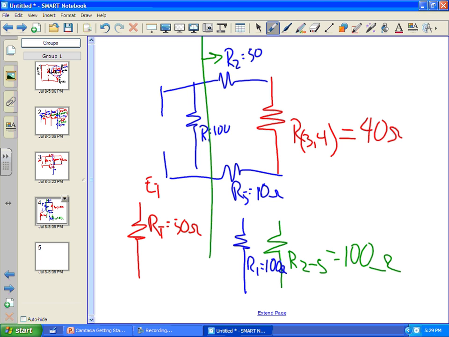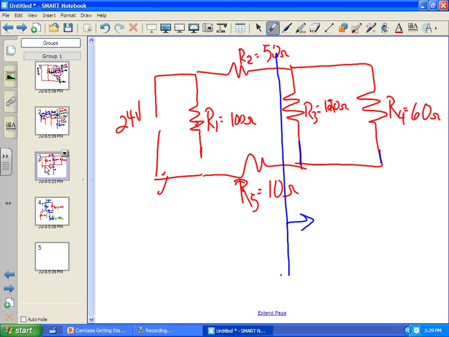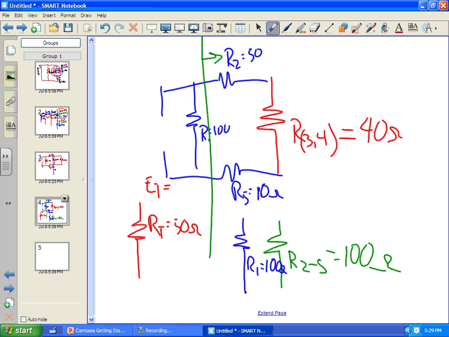Our ET was 24 volts. Okay, ET is 24 volts. So our IT is 24 divided by 50, not quite 0.5, but 0.480, right? So 480 milliamps. Now we're going to start going back.